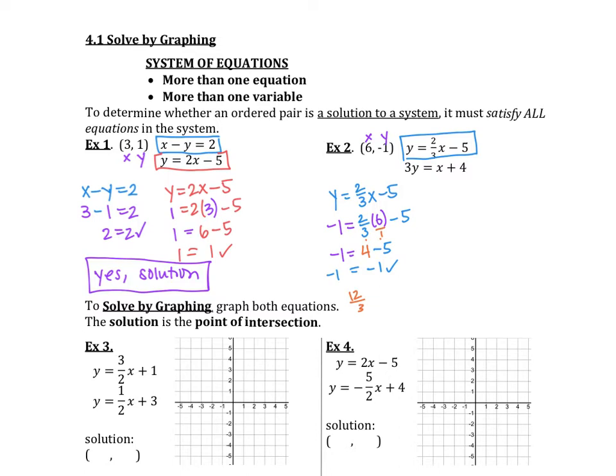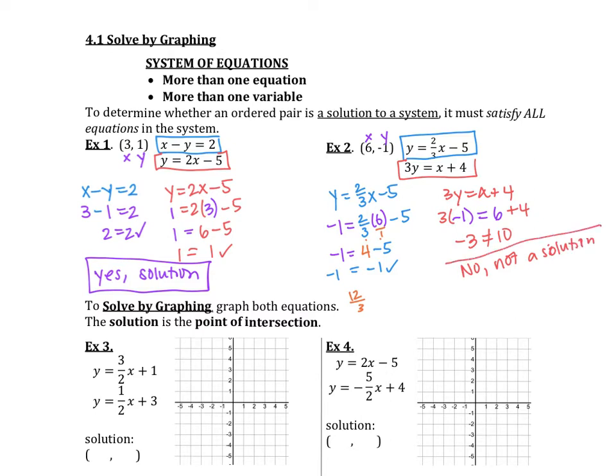Does it work in the second equation? Y is negative 1. What is x? X is 6. 3 times negative 1 is negative 3, equals 10. That does not work. So no, this is not a solution because it doesn't work in both equations. It's a solution to only one of them. If I had checked the second equation first and I could tell it was going to fail, I wouldn't have had to check the first one because I already knew it was going to be a fail.